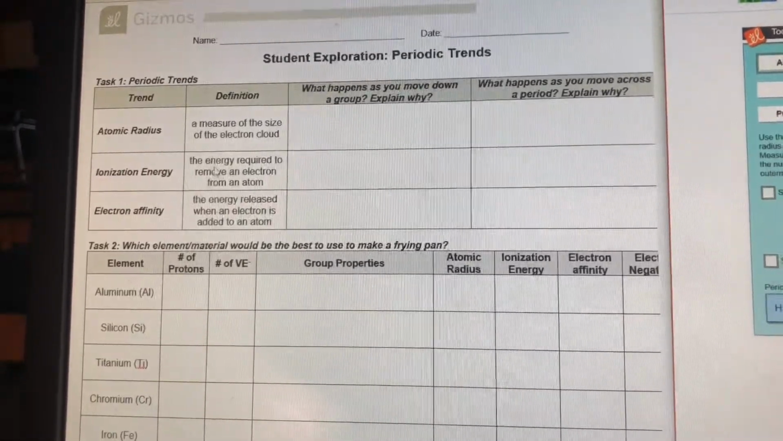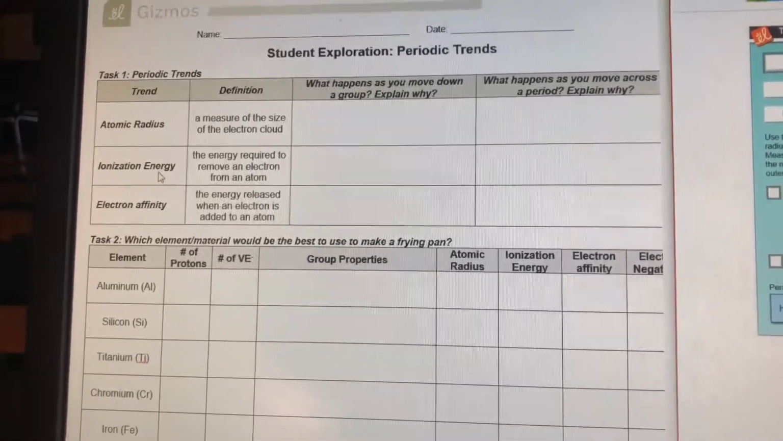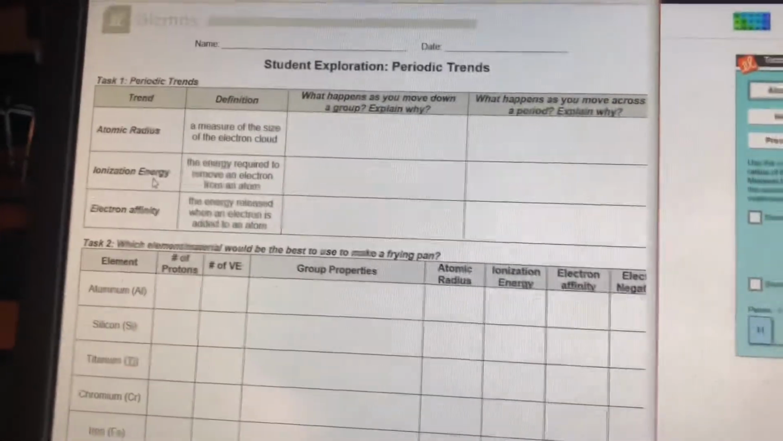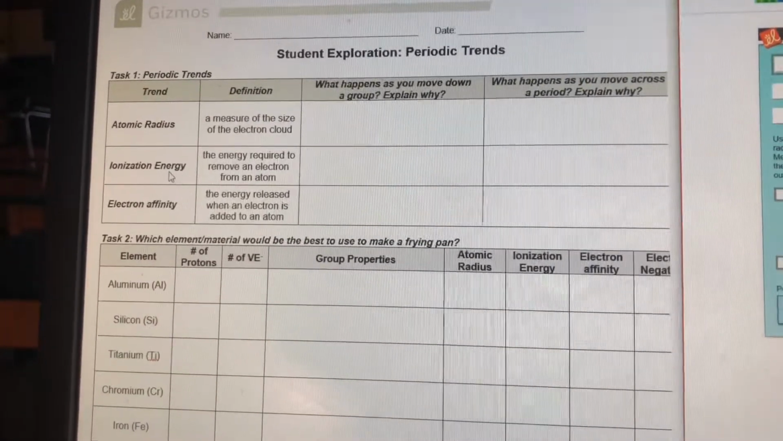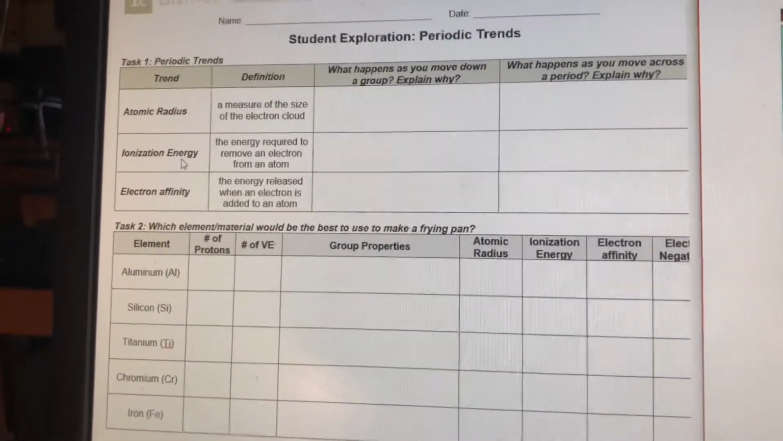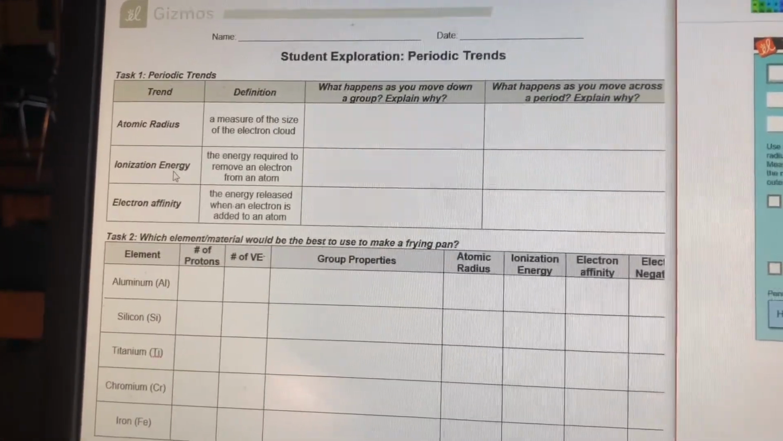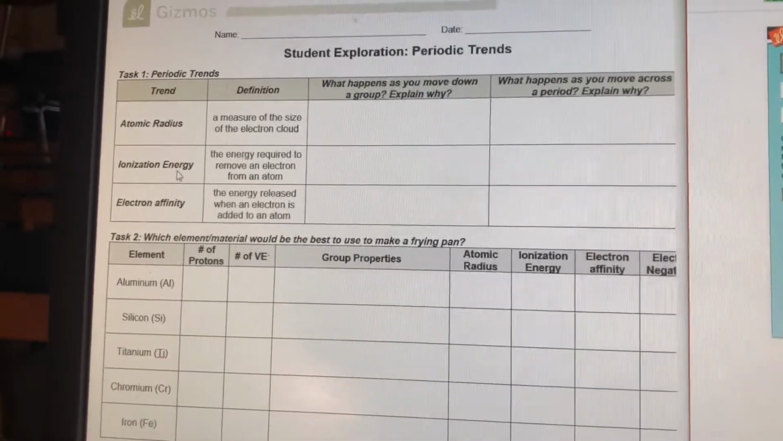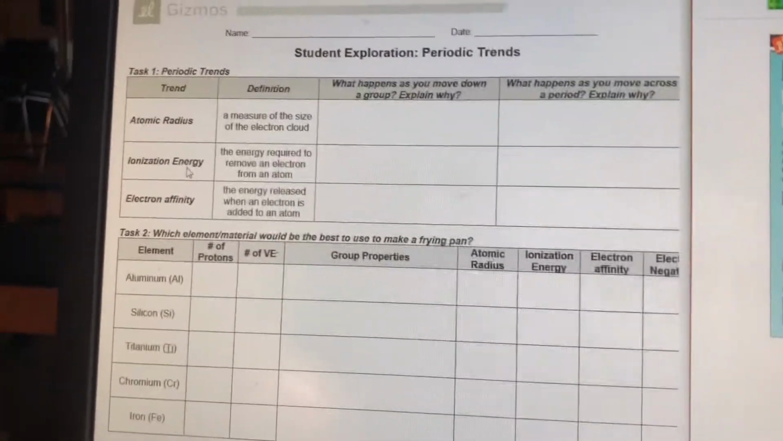Ionization energy, the energy required to remove an electron from the atom. So how much energy is it going to take for that atom to give up an electron? Okay, that's what it's asking. And then electron affinity is the energy released when an electron is added to an atom. So if this atom steals an electron from someone else, how much energy is released? Okay, how happy does it get, essentially?